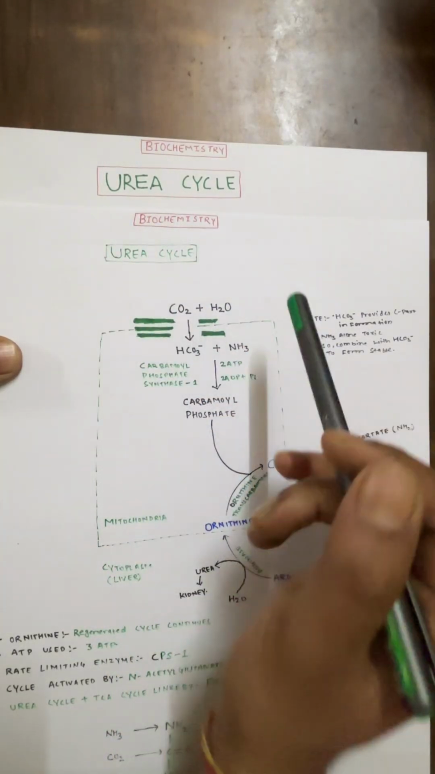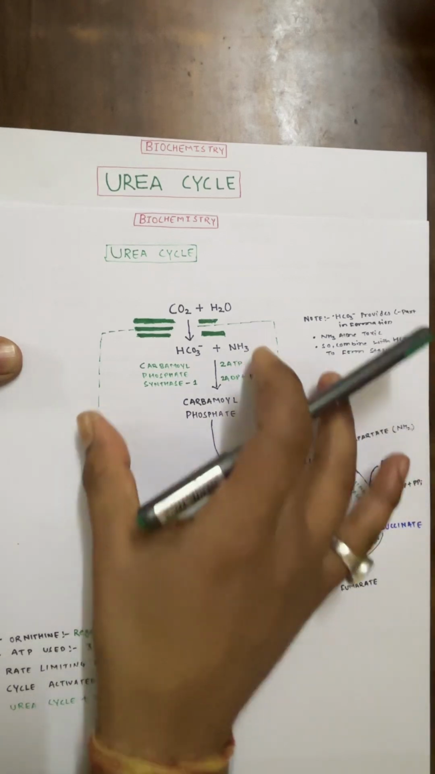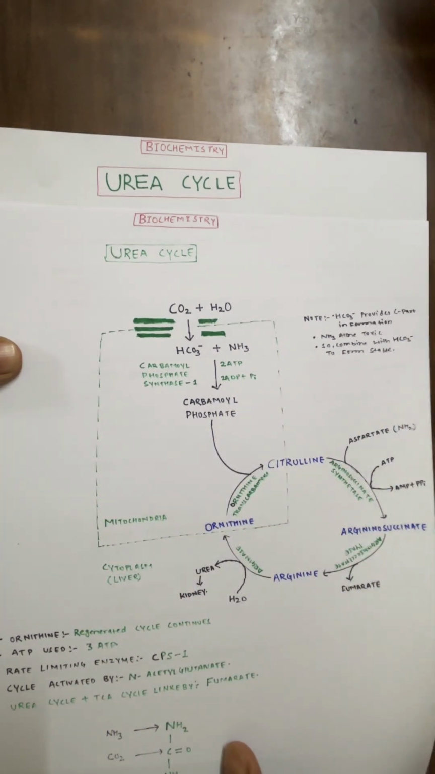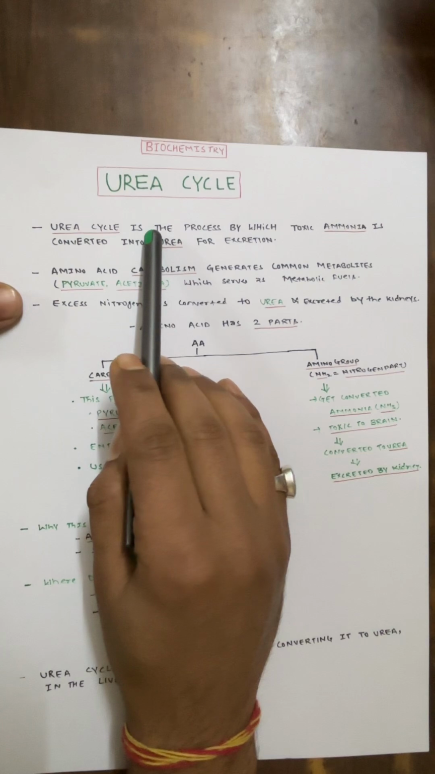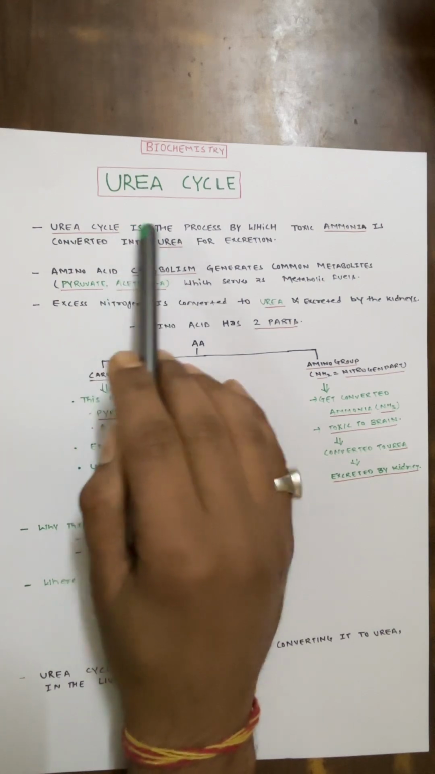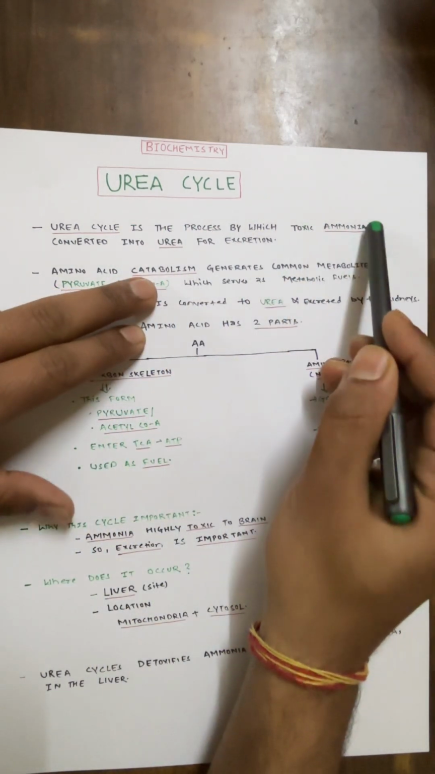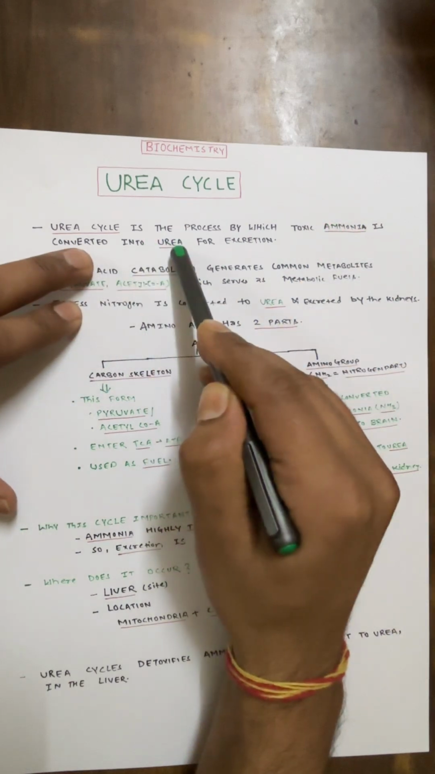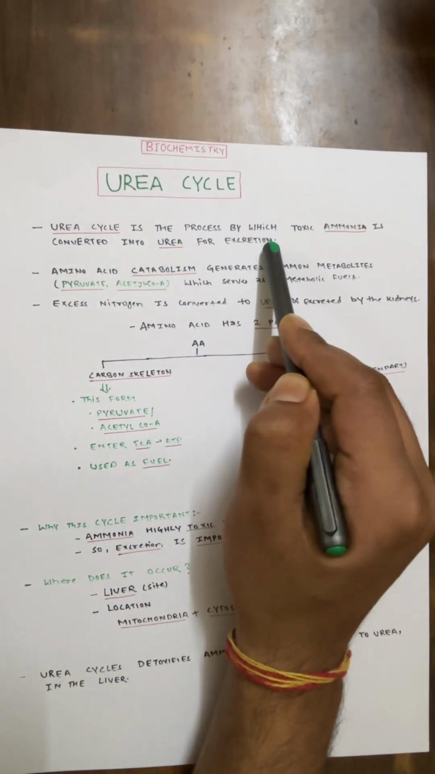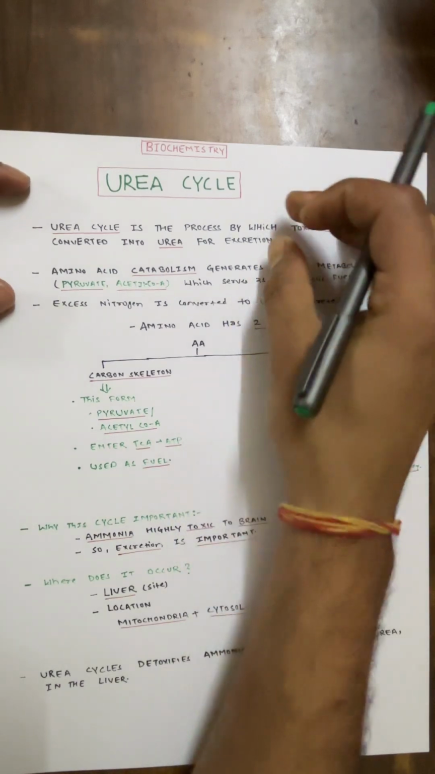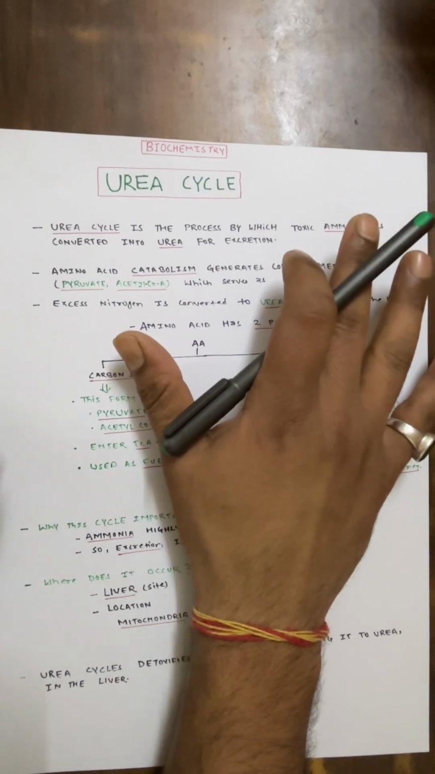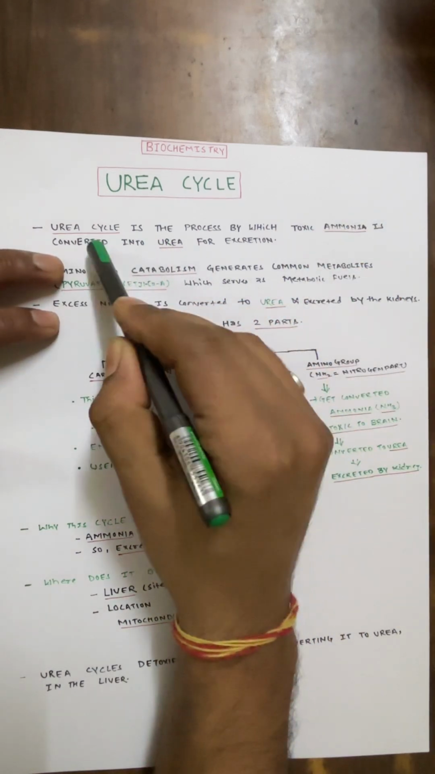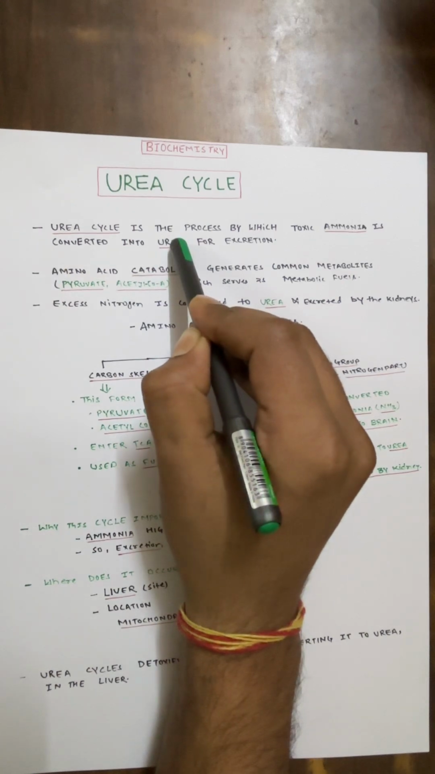So our topic today is the urea cycle. Before understanding the steps of the urea cycle, it's better to learn some basics. So let's define the urea cycle. The urea cycle is the process by which toxic ammonia is converted into urea for excretion from the kidney. For this reason only, the urea cycle occurs in our body, just to remove the toxic ammonia from our body by converting it into urea.